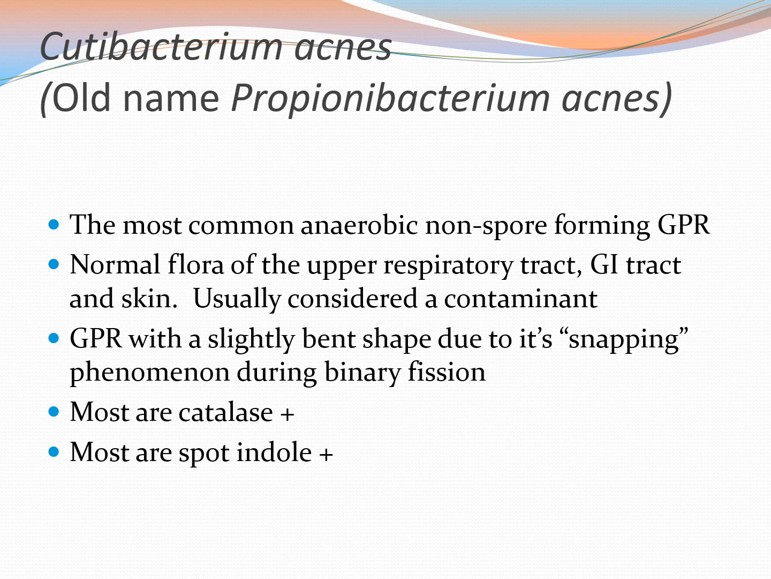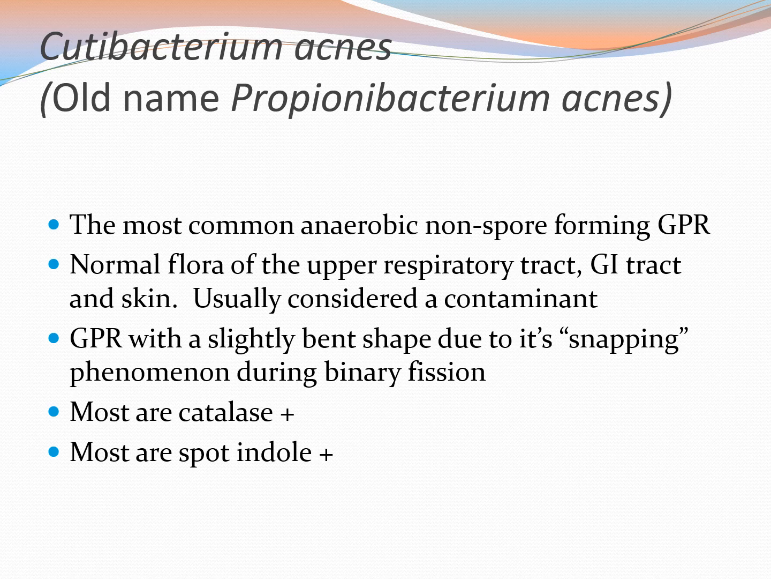Let's go ahead and talk about Cutibacterium on the next slide. You can pronounce this either way; I've heard it pronounced both ways. I call it Cutibacterium because it's cute. But Cutibacterium acnes, the old name for that is Propionibacterium acnes. This is a commonly encountered anaerobe. It's often a contaminant of blood culture bottles. This is the most common anaerobic non-swarming gram-positive rod. It is normal flora in the upper respiratory tract, the GI tract, and the skin, and it is usually considered a contaminant, especially in blood culture bottles.